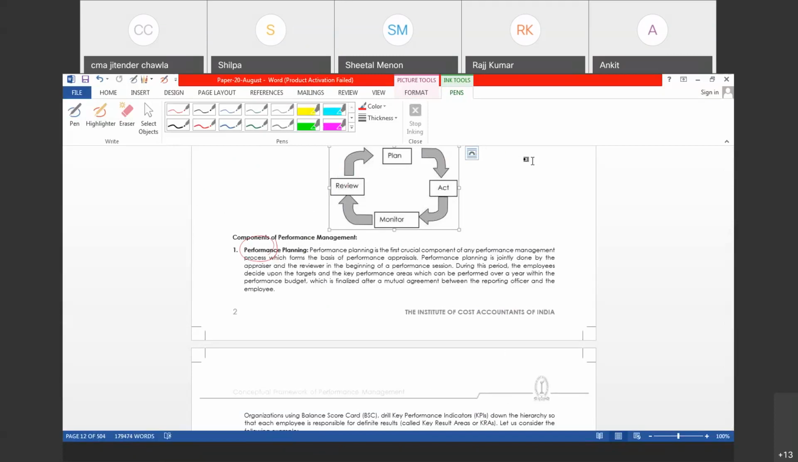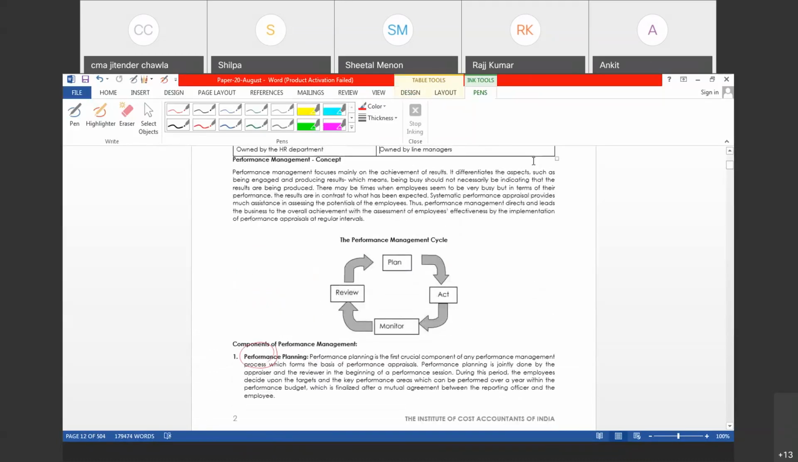Strategic performance management. This syllabus is divided into two parts. Section A carries 50% and Section B also carries 50%. In Section A, there are 4 study notes that we already discussed the day before yesterday in the first class. Section A consists of study notes 1, 2, 3, 4. Study note 1, conceptual framework of performance management.